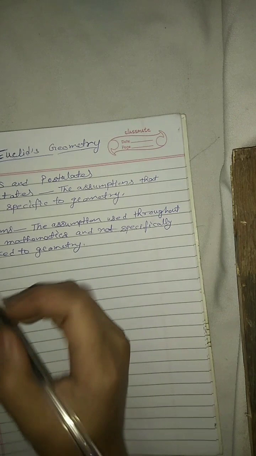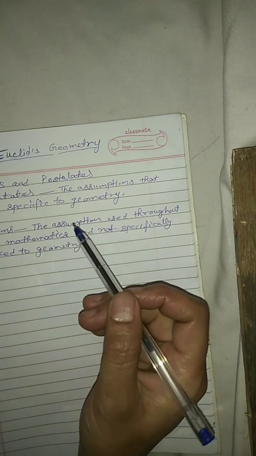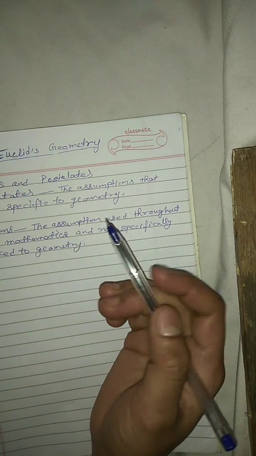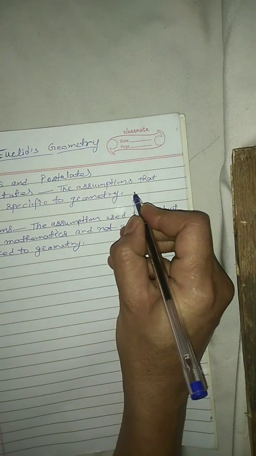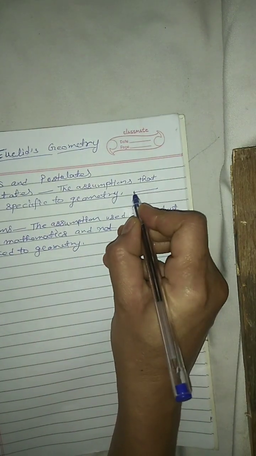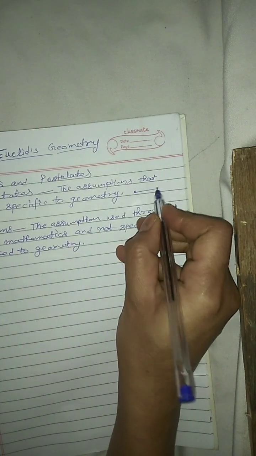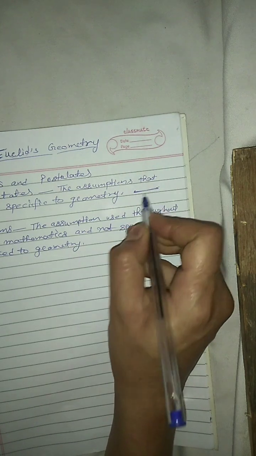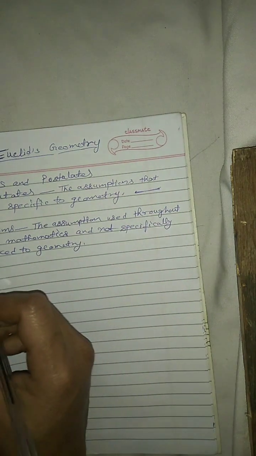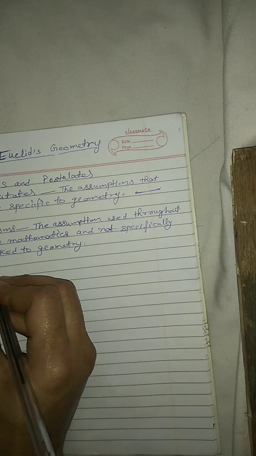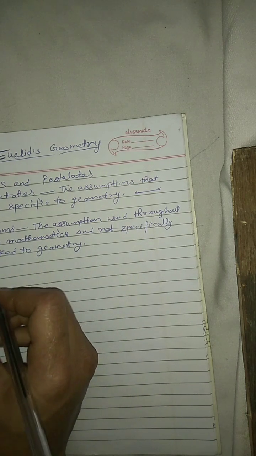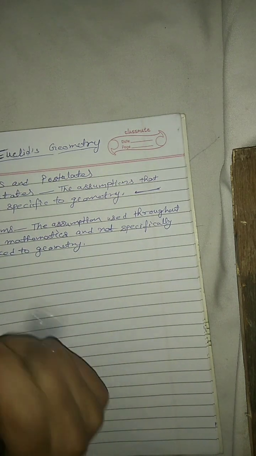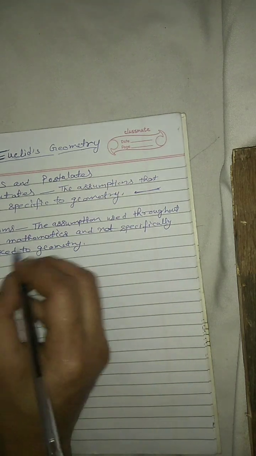For example, one of his postulates is that a line is a widthless length, and it is used in geometry. But one of his axioms is that a whole is always greater than a part.